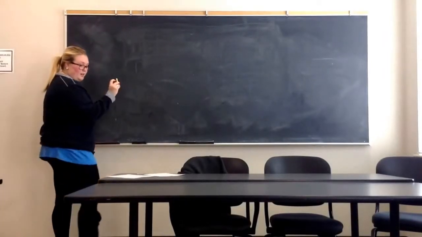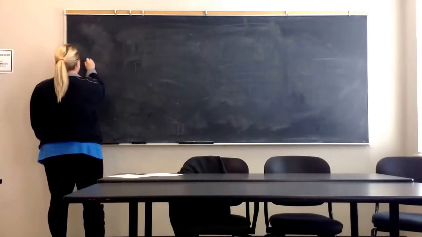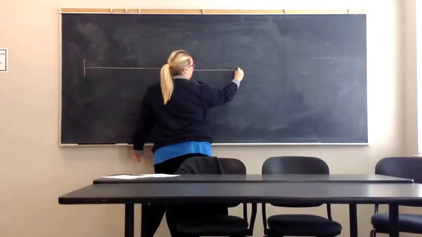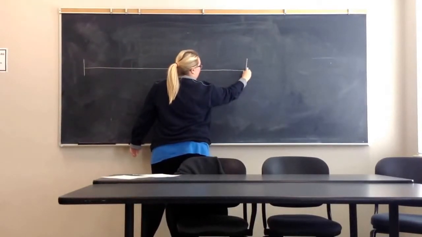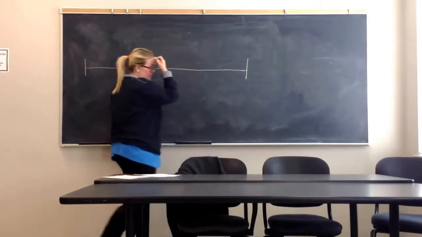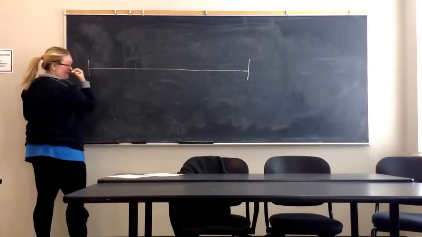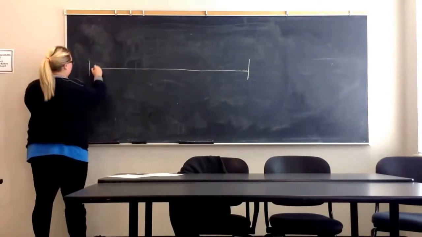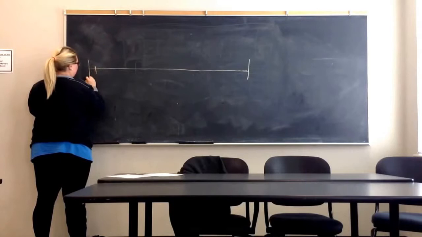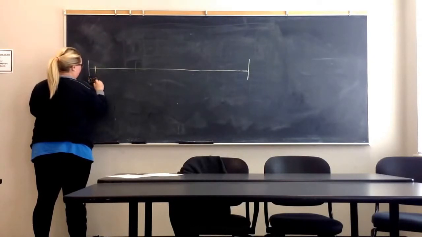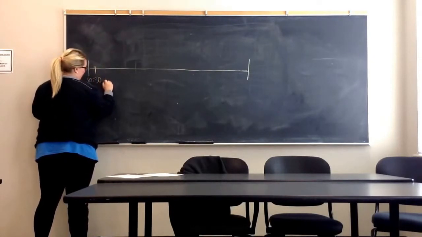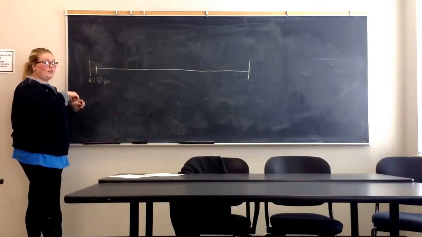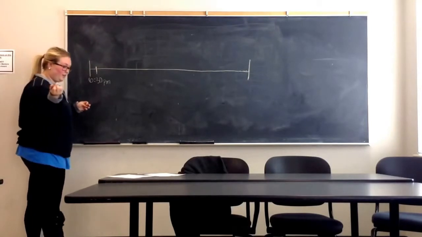So we're going to start with drawing our model, which is a number line, to show how much time it's taking. And in our problem, it says that the movie starts at 6:30. We're going to mark that here, 6:30 p.m. We mark p.m. because we know that this is happening in the afternoon, not in the morning.